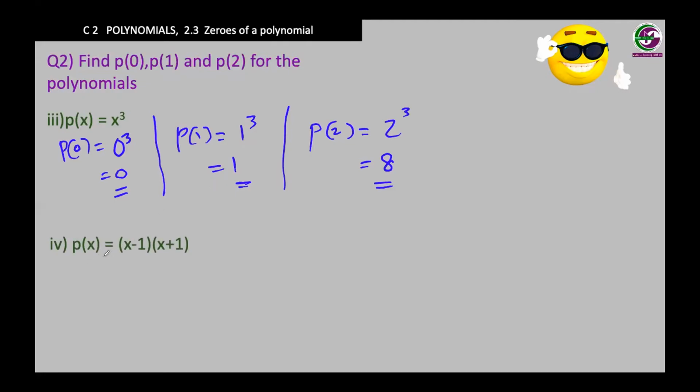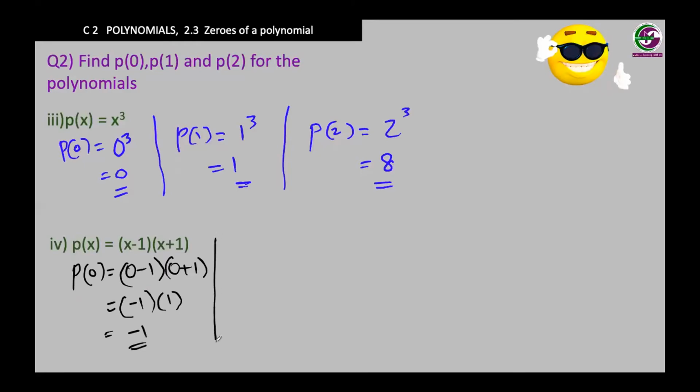Next, again, we have to replace the value of x = 0. So P(0) is equal to (0 − 1)(0 + 1). First bracket is negative 1 and the second bracket is positive 1, and you know 1 times negative 1 is negative 1.